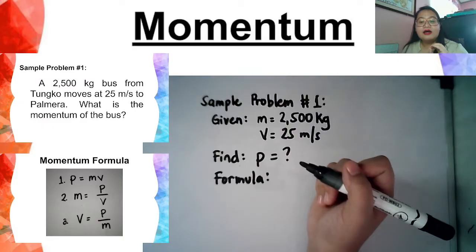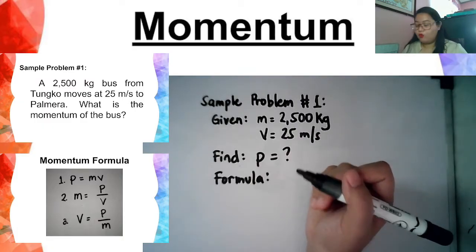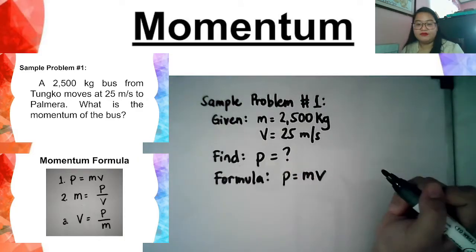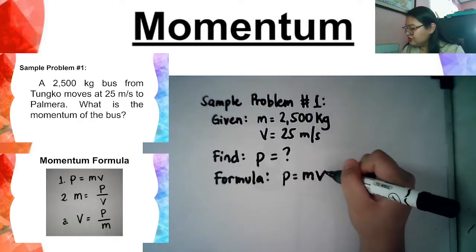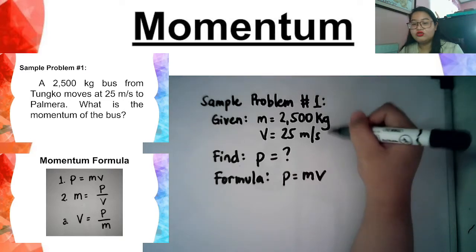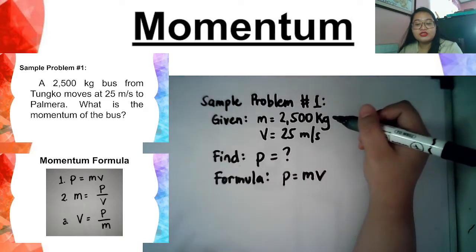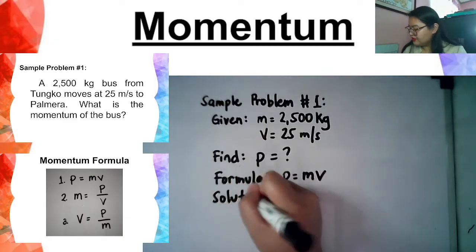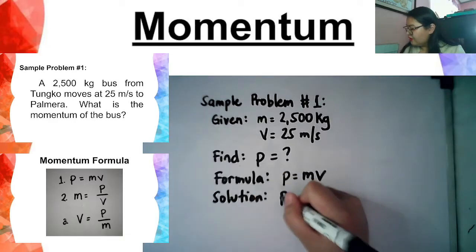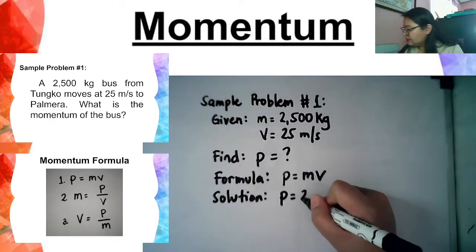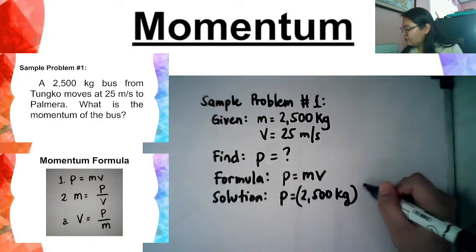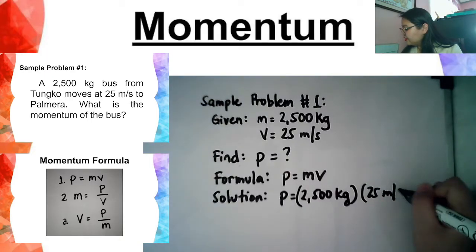The formula for momentum is number 1, which is P, or the momentum, is equal to the mass times the velocity. Both quantities, mass and velocity, are found in our given. So they are already in our given, right? So we go straight to the solution. You need to substitute the given quantities. So you have here, P or momentum is equal to the mass, 2,500 kilogram, times the velocity, which is 25 meter per second.